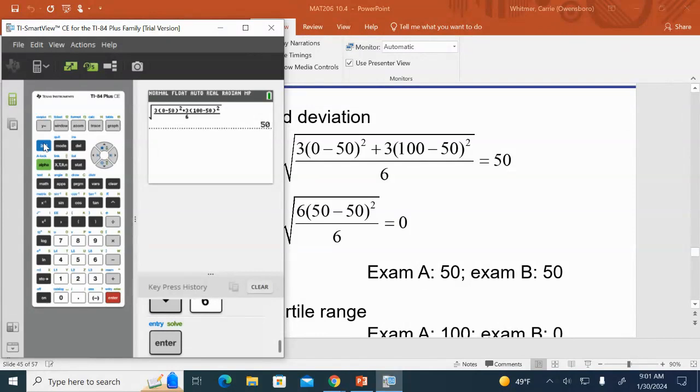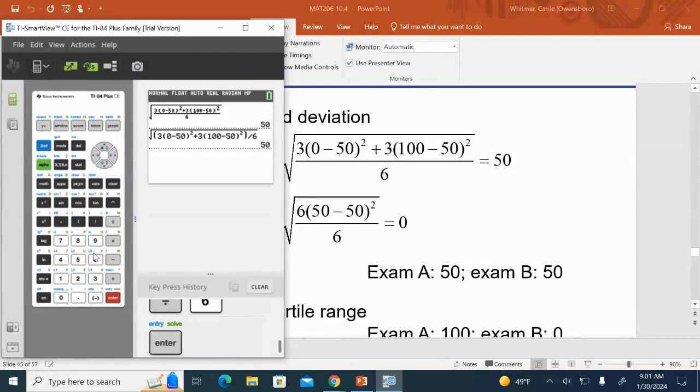Now, if you have a TI 83, you do not have the fraction button. So what you need to do is when you hit your square root button, you're going to put parentheses around the numerator. And then once you're finished with your numerator, before you hit divided by 6, you'll close that and then hit divided by 6. Just make sure that's still underneath the square root. You can see how it is here as well. And then when you hit enter, you'll still get 50.